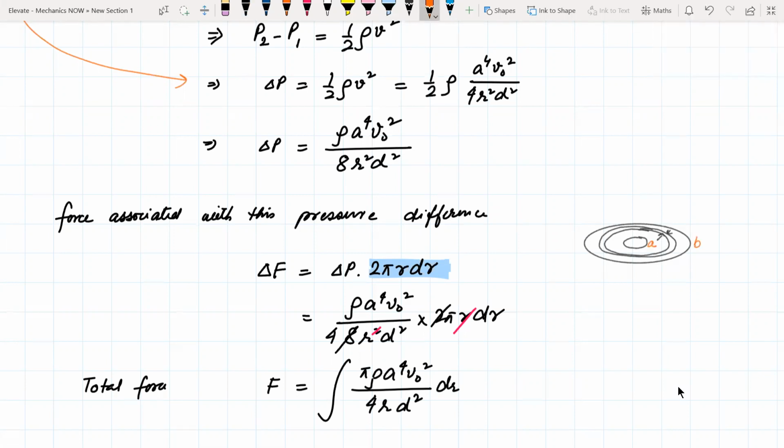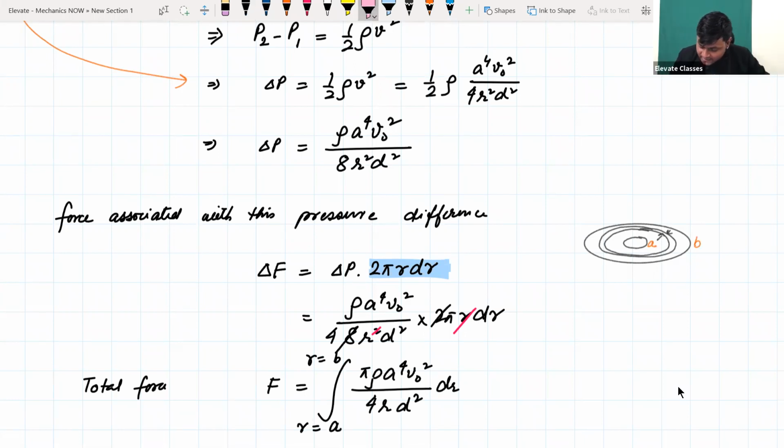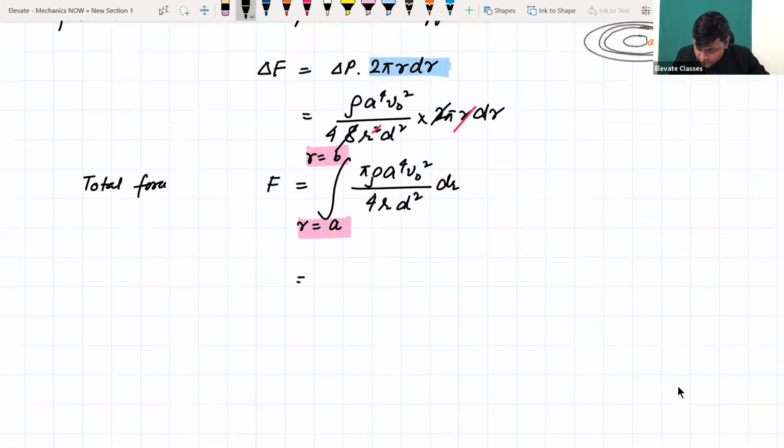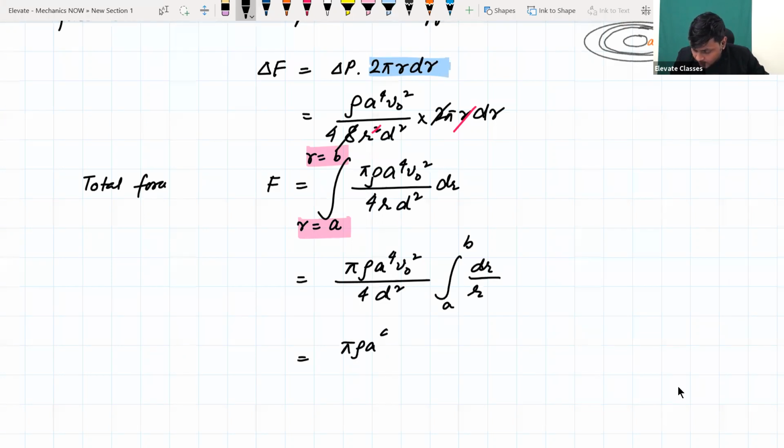Yes. Yes, sir. So that is why I took r. We integrate it from r equal to a to r equal to b, because this is the area that is actually contributing to the pressure according to the question. So this is equal to pi rho a to the power 4 v naught square upon 4 d square, integration of dr upon r from a to b. So this is equal to pi rho a to the power 4 v naught square upon 4 d square ln of b upon a. So this is your answer.